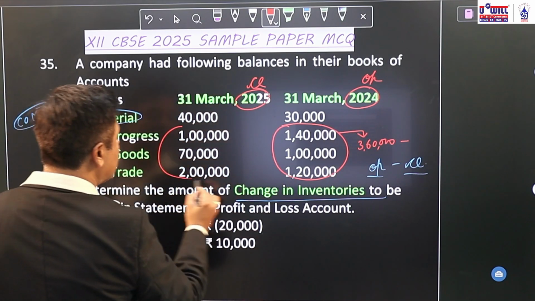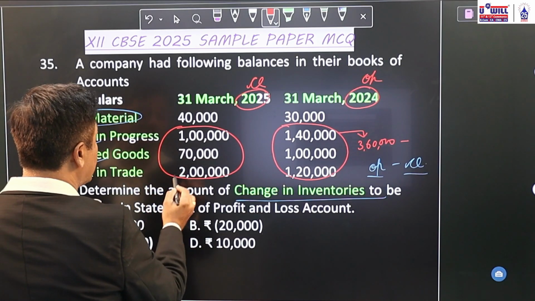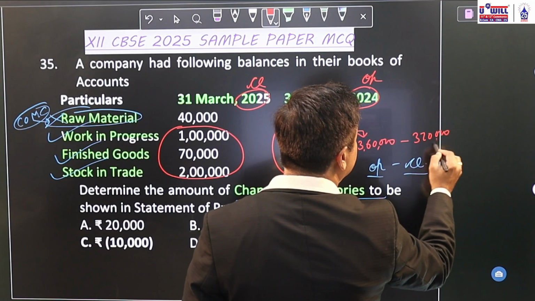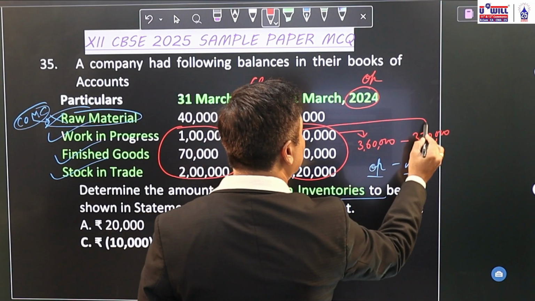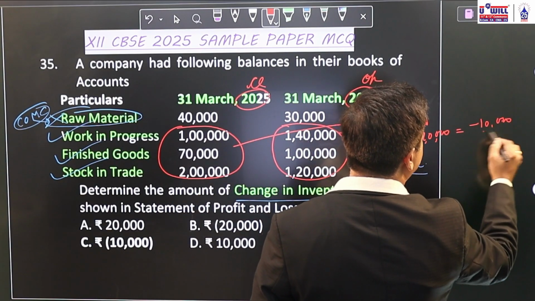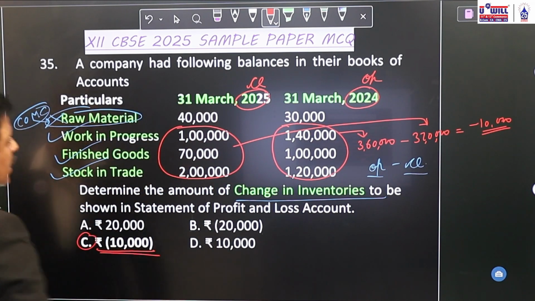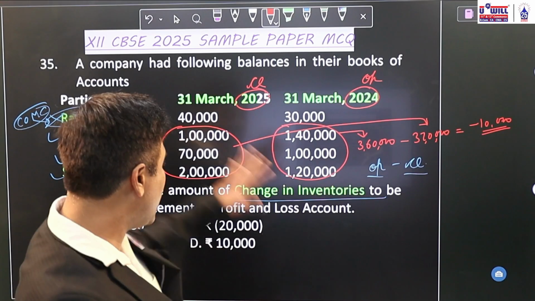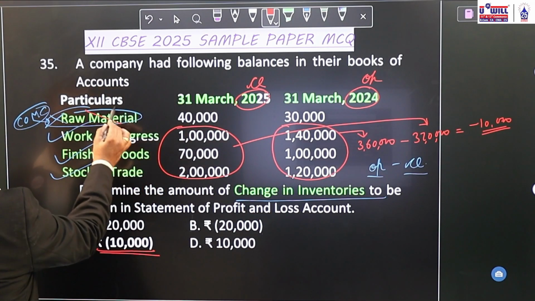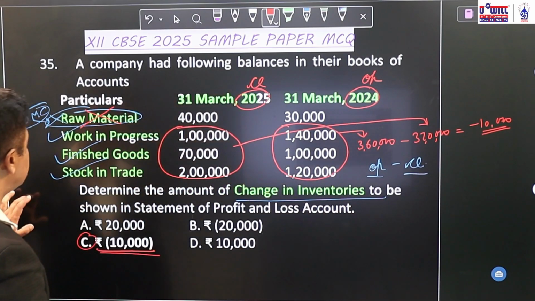What is closing stock of work in progress, finished goods and stock in trade? 2 lakhs, 3 lakh, 3 lakh 70,000, this amount. 3 lakh 60 minus 3 lakh 70 minus 10,000, which means option C is the correct answer. Important point to be noted, just don't add all of them. In change in inventories, we don't include raw material because it is a part of cost of material consumed, not a part of change in inventories. Okay.